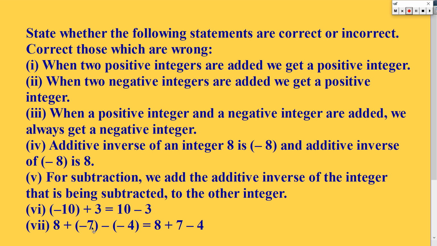8 plus negative 7 minus negative 4. This is also incorrect. You have to write 8 plus negative 7. Here you have to write plus, change the sign, 4. So it is 8 plus negative 7 plus 4. That is correct. Do write it down.